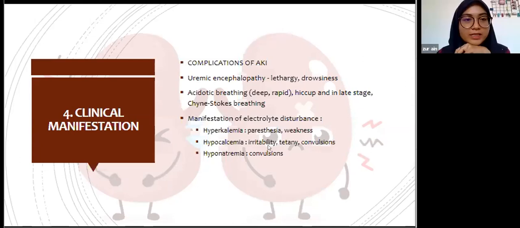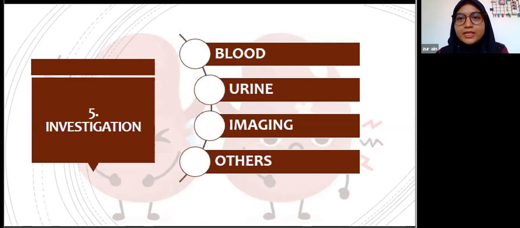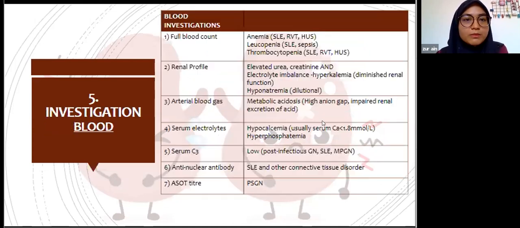So next is investigation, which can be divided into blood investigation, urine investigation, imaging, and others. Number one, for blood investigation, there are many laboratory abnormalities. First, for blood count, we can see anemia, which is usually due to dilution or hemolytic anemia, such as in SLE or renal vein thrombosis. Leukopenia, or low white blood cell count, can be seen in sepsis, and low platelets also in autoimmune disorder.